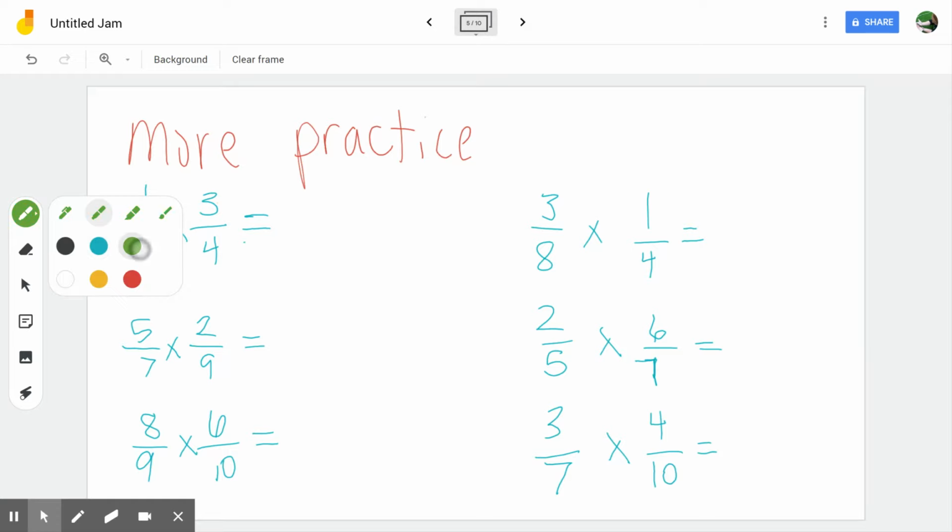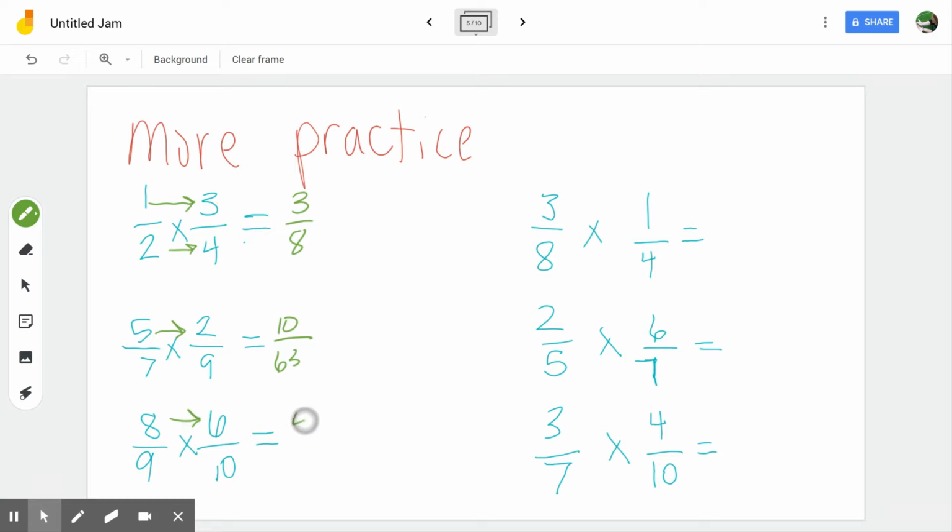Let me change my color to green, and we'll just go straight across. What's 1 times 3? 3. 2 times 4? 8. That's in its simplest form. 5 times 2? 10. 7 times 9? 63. That's also in its simplest form. 8 times 6? 48. And 9 times 10 is 90.